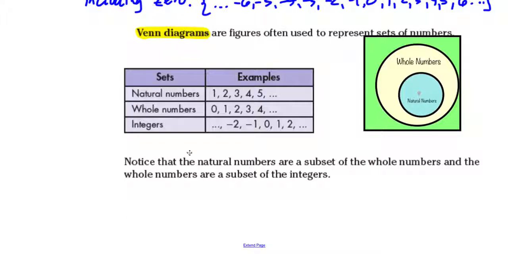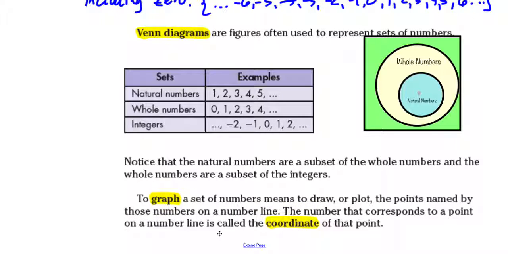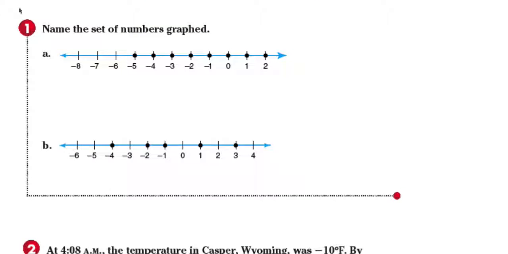Last part of this is quite simple. To graph a set of numbers means to draw or plot the points named by those numbers on the number line. The number that corresponds to a point on the number line is called the coordinate of that point, which is given in this example. Name the set of numbers graphed. These are the set of numbers that have been graphed. So quite simple.